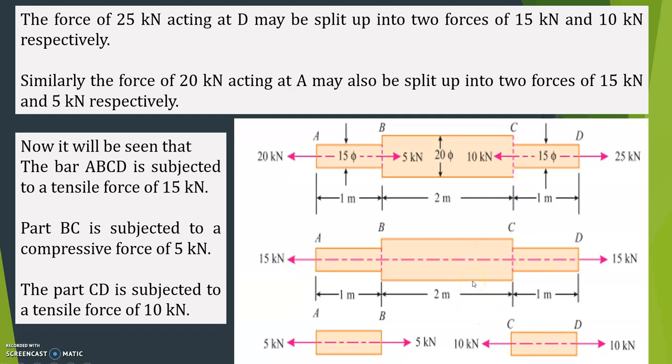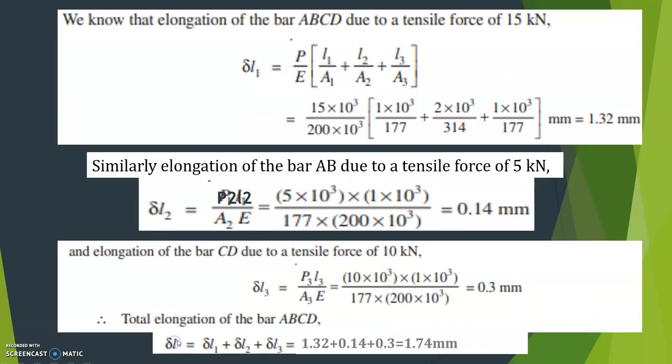Three deformations you have to consider: A to D one section, then A to B another section, and C to D another section. So what is the total deformation? Total deformation delta L is equal to delta L1 plus delta L2 plus delta L3. Delta L is equal to PL divided by AE. I always tell you, when you apply the deformation formula, the force has to be the same at both the ends.